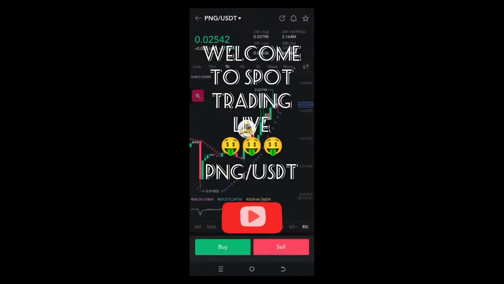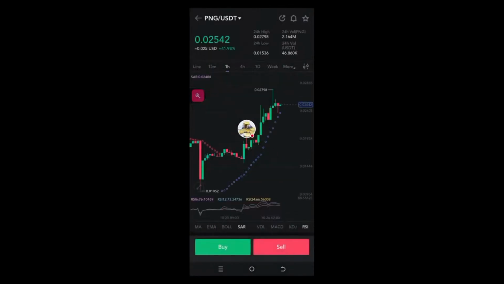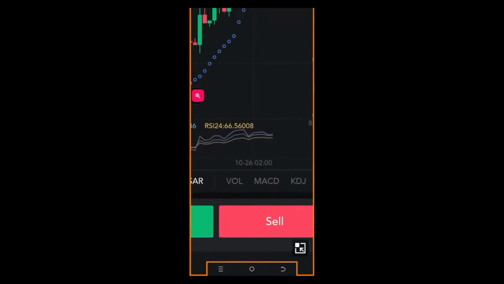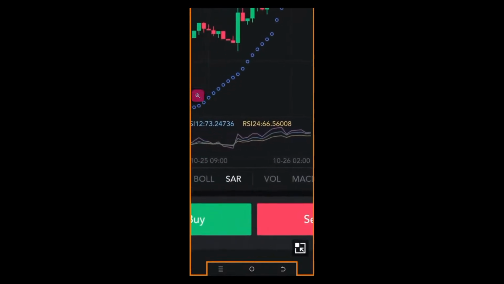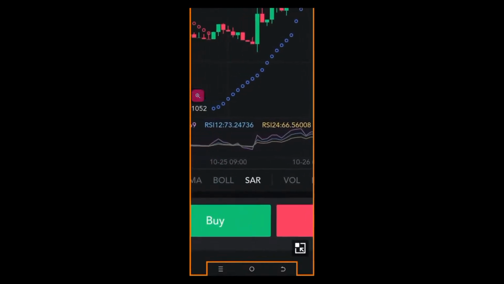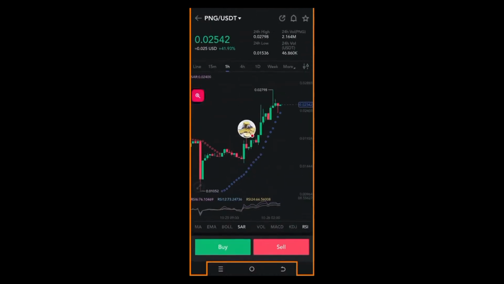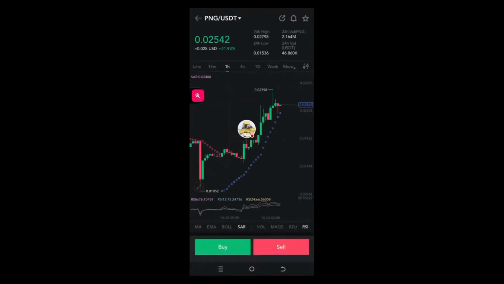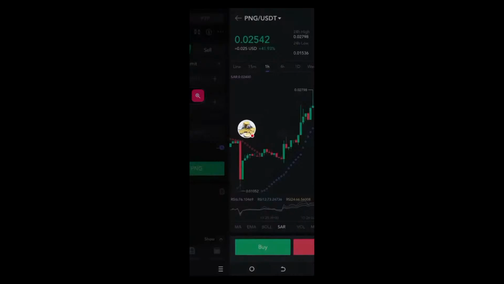Maybe I'll look at this PNG. It looks like it's still in pump mode. And let's check RSI. RSI looks like it's still going up. Okay, let's check it out. Let's try this one out. I hope we won't waste too much time here. But it looks like it's still in pump mode. You can see that it's still going up. Well, it had a little pullback, but let's hope that this will be good.